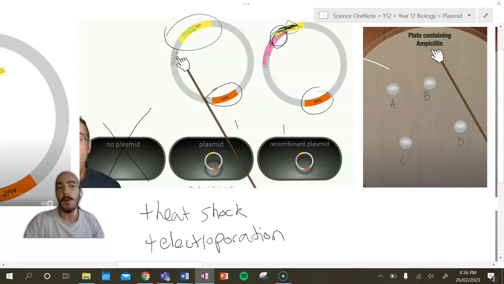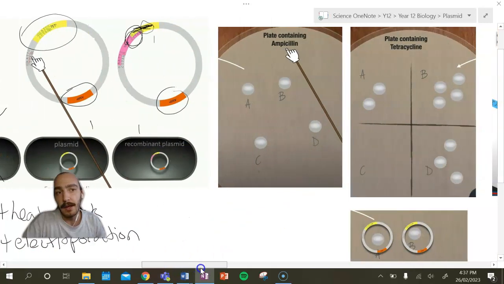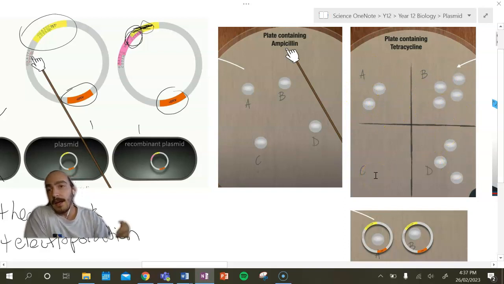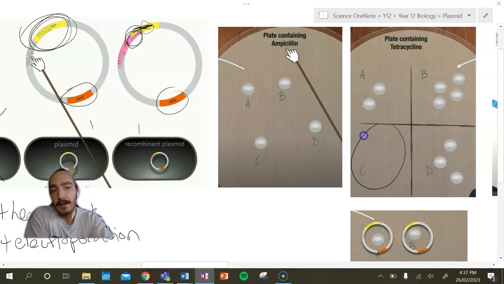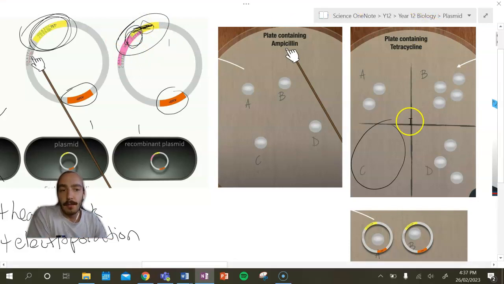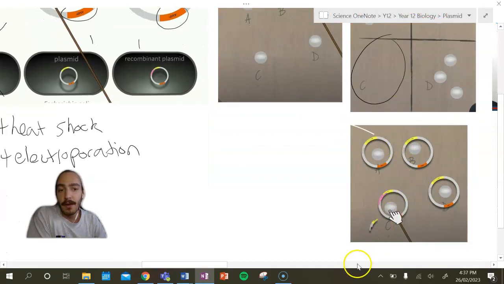So what we would do is take whatever grows on this plate and simply put it onto a plate with tetracycline on it. This is why we've labeled the colonies A, B, C, and D. Because now we know that if it grows on this plate, the tetracycline plate, it has tetracycline resistance, which means that it does not have insulin A. See here, it doesn't grow because it doesn't have the tetracycline working. So as we can see in this picture down here, we know that C is the only one that took up the recombinant plasmid.